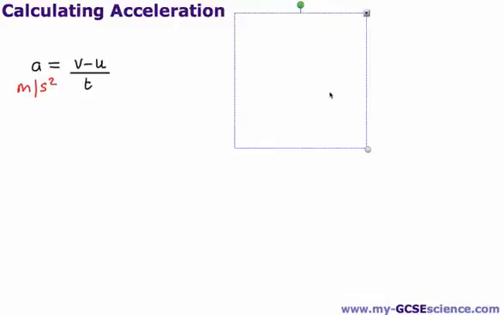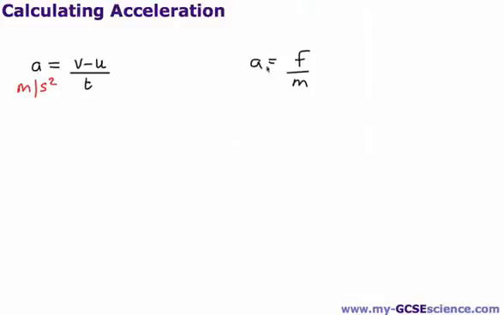The formula that I want to look at today is this one here. Acceleration is force divided by mass. It's important in this formula to remember that the force that we're talking about is the resultant force, and that's of course measured in newtons, and mass down here is measured in kilograms.